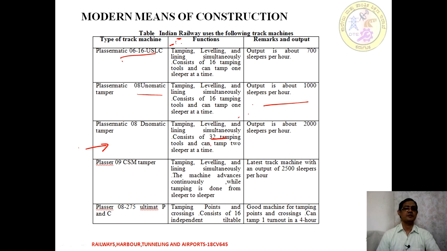So next is going to be the Plasser 09 CSM tamper. The function is once again similar to that of tamping, leveling and lining, and simultaneously it has some advances so that it can continuously lay while tamping is done from sleeper to sleeper. As per this latest machine, it can have an output of 2500 sleepers per hour. So that is the capacity of this machine. Similarly, we are going to have another machine, Plasser 8275.